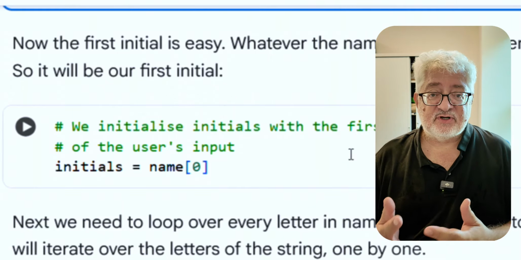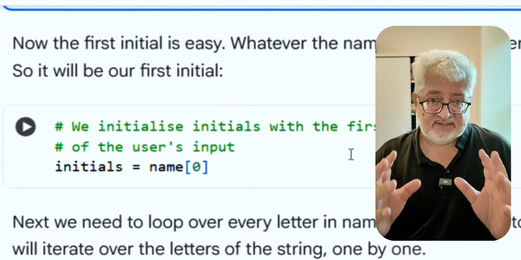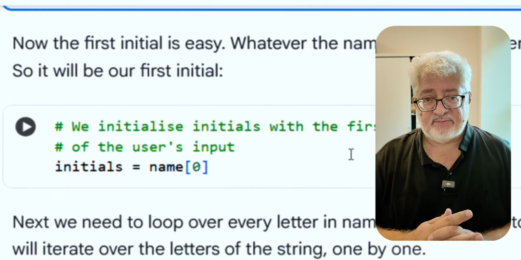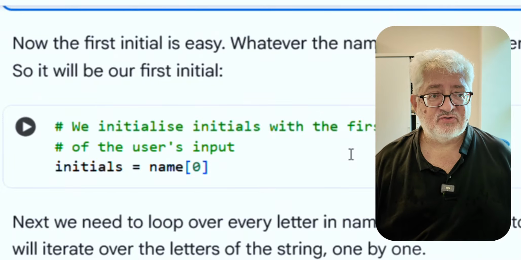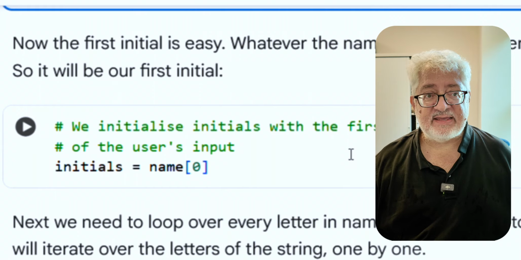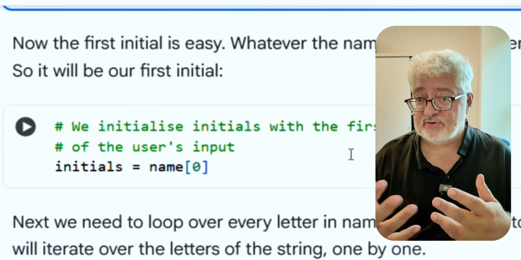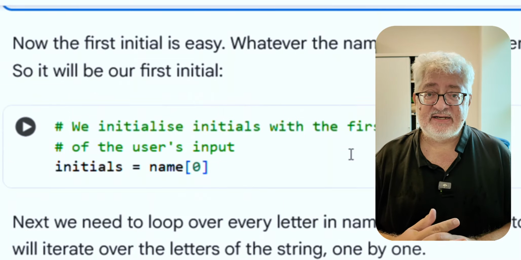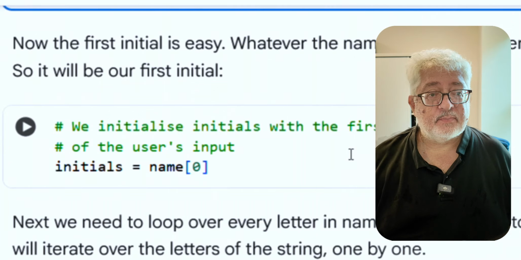And this makes it easy for us to pick this out, and at the same time we can initialize our initials variable that will keep the result with that first letter. And this is what I do next. I say initials is name[0]. And 0, if you remember, is the index for the first element in any list, and also in this case, the first letter in a string.